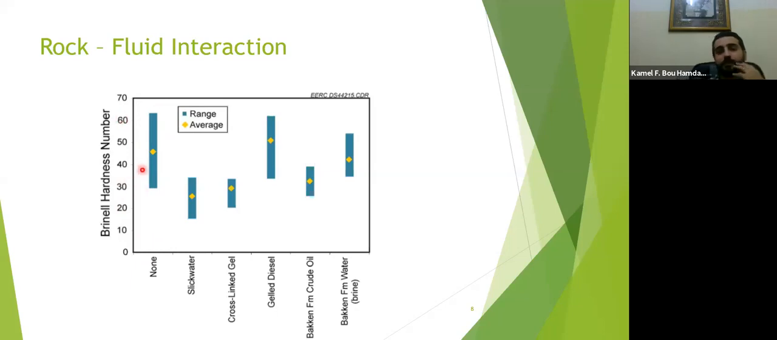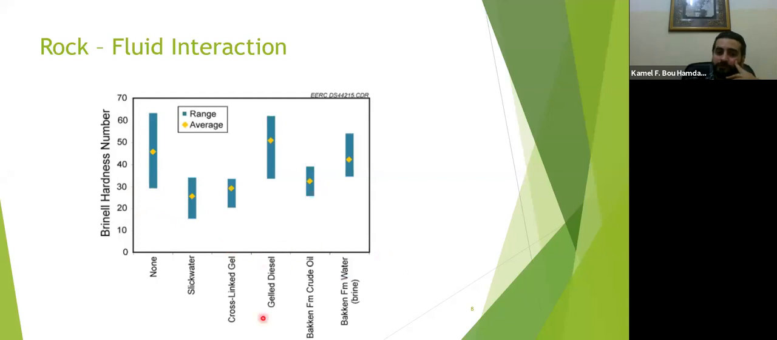So what happens to the rock when we introduce the fracturing fluid? Here we have two cases where water has been used. This is slick water, and here we have gel also added to it. If you look at the Brinell hardness now, you can find that it has decreased a lot. The lowest was 30 over here, and now it's something around 15. So the rock was hard, and now it became soft.